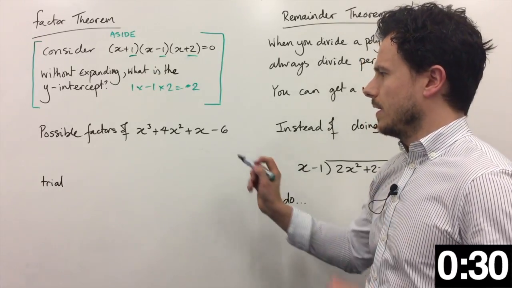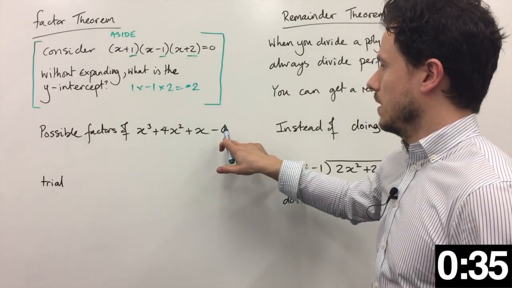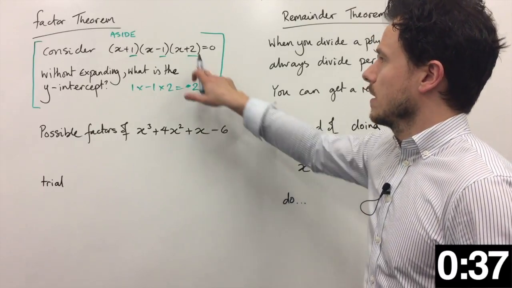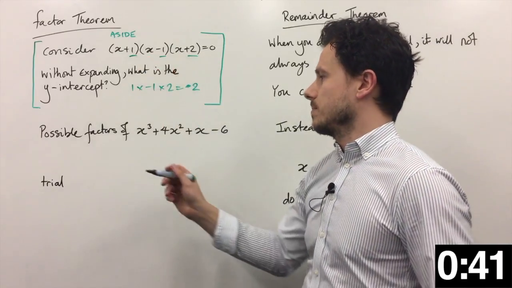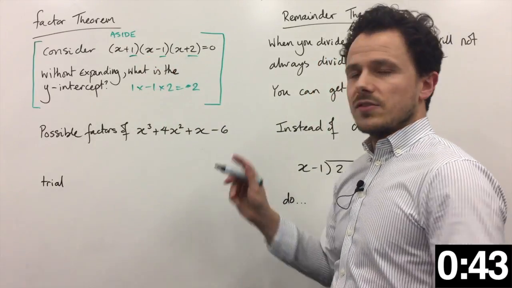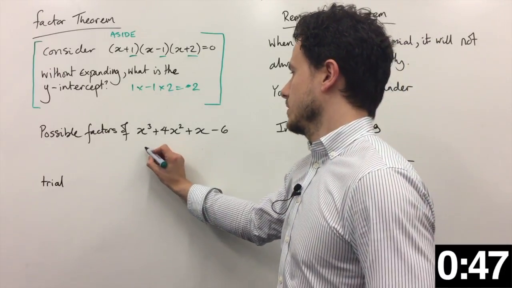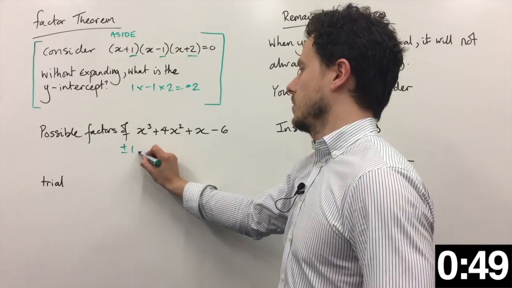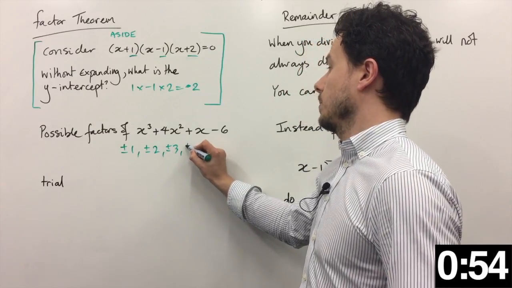Now, on top of that, if we take a look at this function, we can see that the final term is -6. Using the idea we had here earlier, these final numbers must multiply to make this. So we need to consider what are all the possible factors of 6. So straight away, you can have a look. You've got +or-1, +or-2, +or-3, and +or-6.